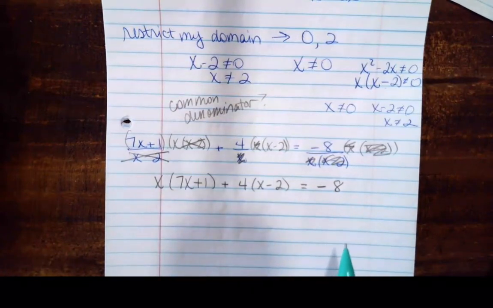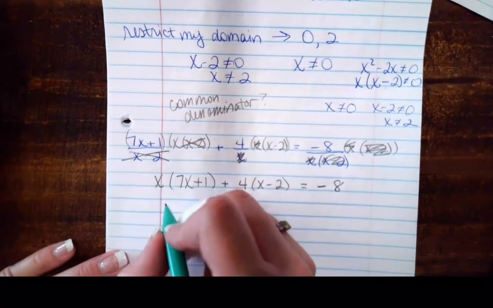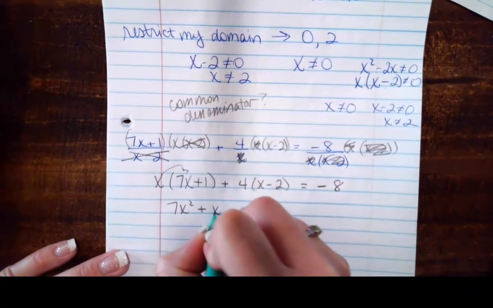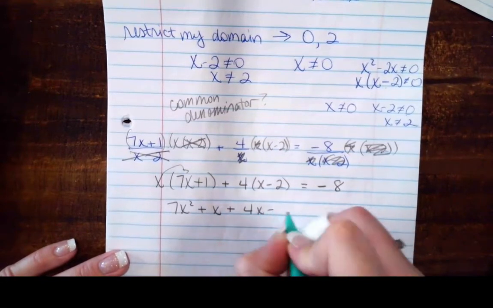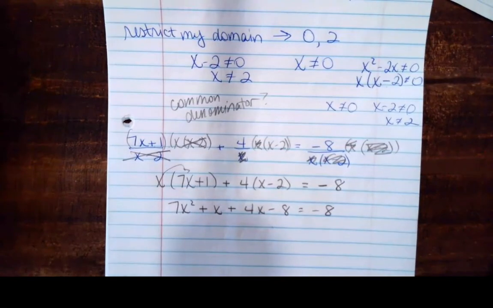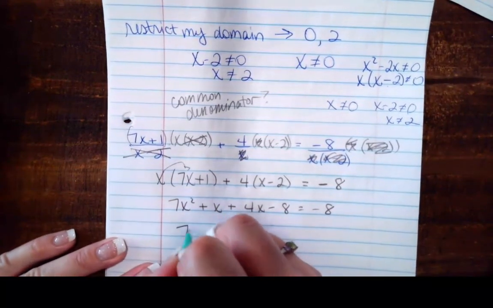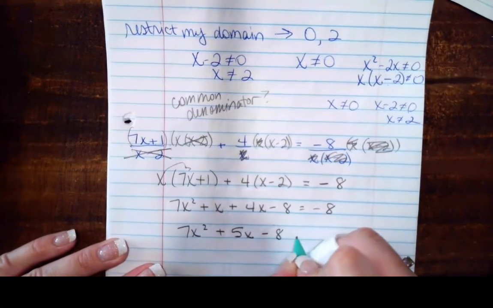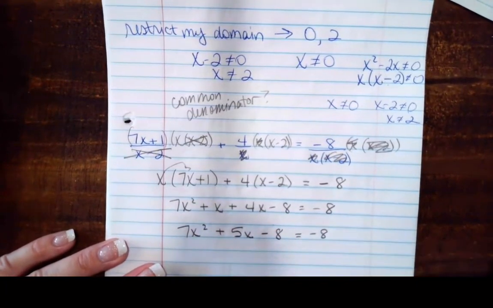So what's something I know how to do? Well, I know how to distribute. So if you don't know what to do, do something you know how to do. I know how to distribute. So let's go down that path. I'm going to distribute this x. So I get 7x squared plus x plus 4x minus 8 is negative 8. Okay, so I distribute the x, I distribute the 4. And now I'm going to combine like terms, so I get 7x squared plus 5x minus 8 is negative 8.